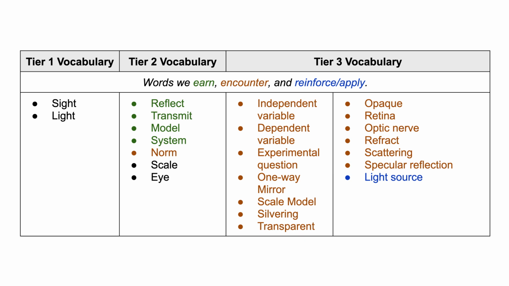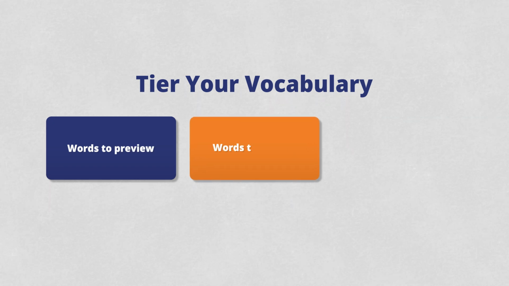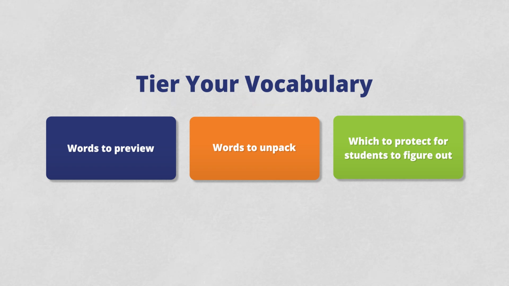This approach, thinking about the type of word by tiering and whether it's earned, encountered, or reinforced, helps us make smart, student-centered choices. So the next time you're planning, take a few minutes to tier your vocabulary list. Then ask yourself, which ones can I preview? Which ones need unpacking when we hit them? And which ones do I want to protect for students to figure out? So it's not about choosing between vocabulary and sense-making. It's about knowing how to support both so we can make instructional decisions that honor students' thinking and give them the support that they need.